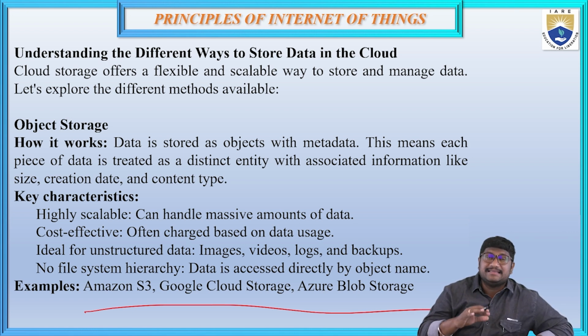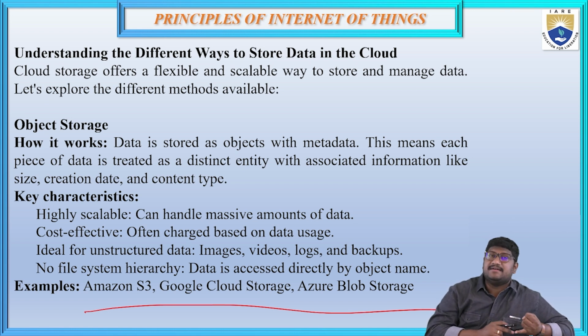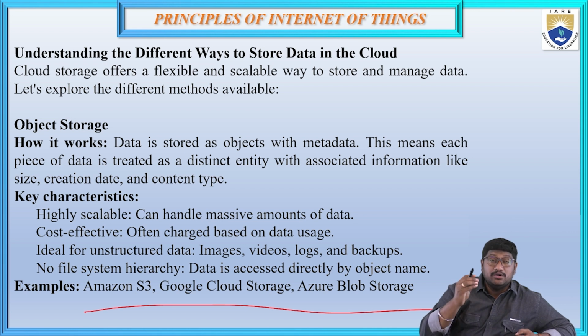As I told you, here the data is going to be stored in objects with metadata. And here the data will be treated as a distinct entity with associated information such as size, creation date, content type, all these things. Metadata will tell how much size of the data was there, on which date the data was created, and which type it was. Either the data was in text format, image format, video format, or audio format. Any kind of content type will be there. All these things have to be known to us. Then only we'll come to know how the data was. This is how the data is going to function.